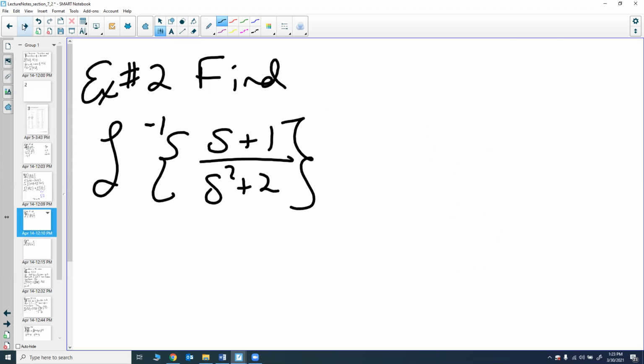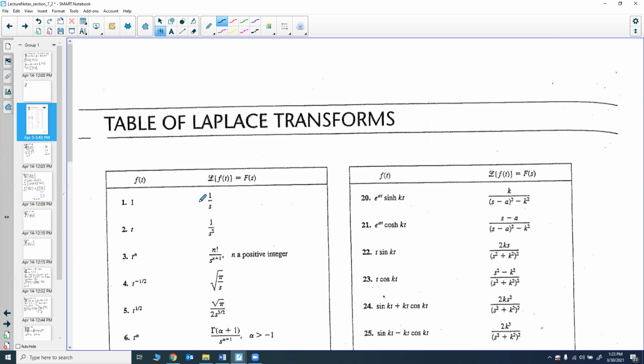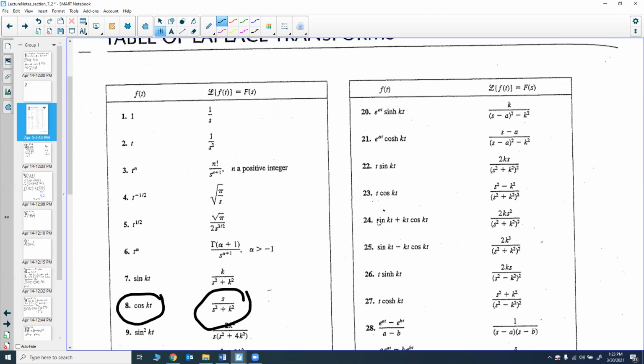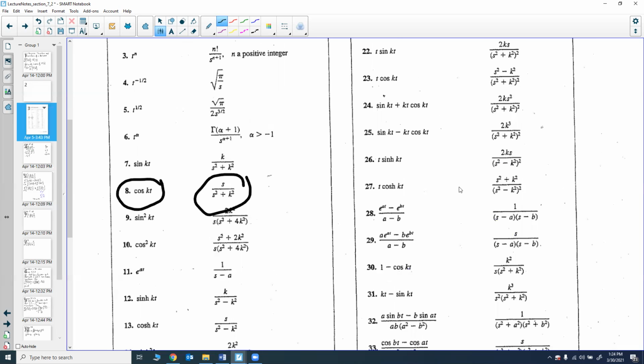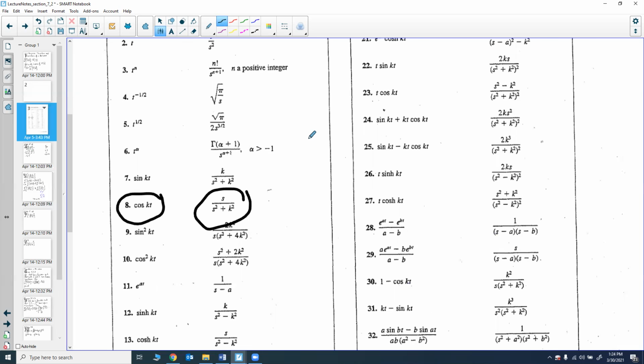Let's try a couple more. Let's find the inverse Laplace of s plus 1 over s squared plus 2. Now, if I look through my table, I don't see an s plus something over s squared plus something. I've got lots of things like it, but not that exact one. I see an s squared plus k squared, but I don't see what I'm looking for.